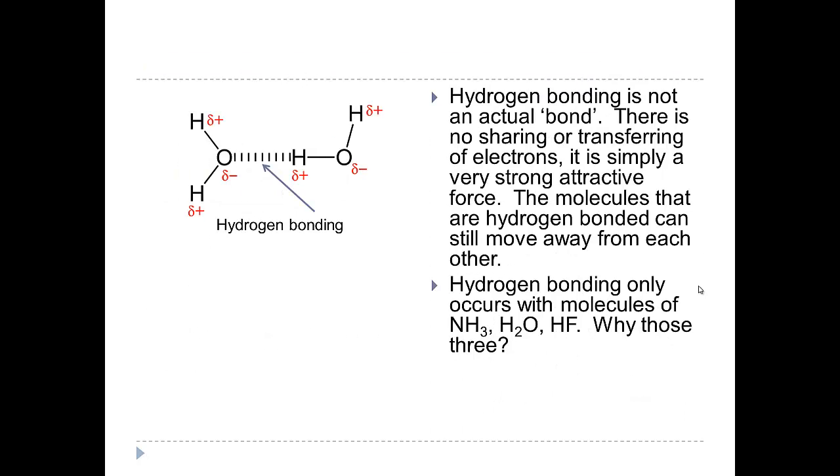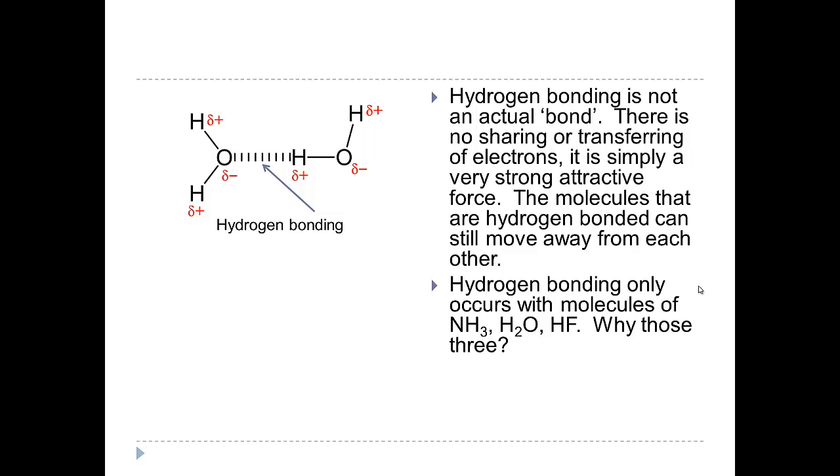Now, hydrogen bonding is not an actual bond. There is no sharing or transferring of electrons. It is simply a very strong attractive force. The molecules that are hydrogen bonding can still move away from each other. So here we have the example of water again. That dashed line between the O of one molecule and the H of the other represents the hydrogen bonding. The hydrogen bonding is again not a constant force, but it is a strong force of attraction.